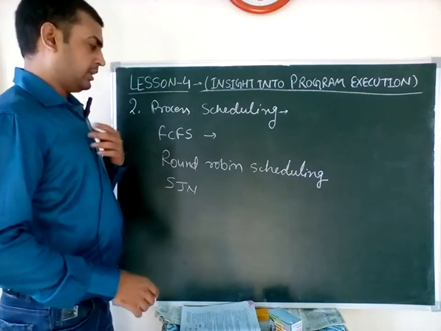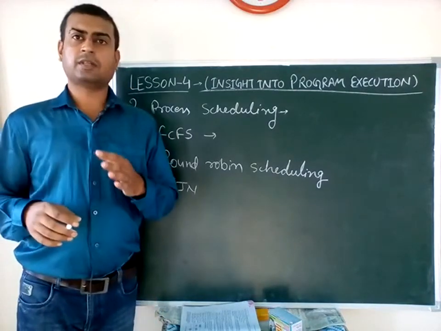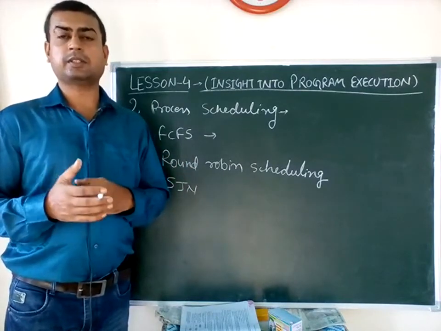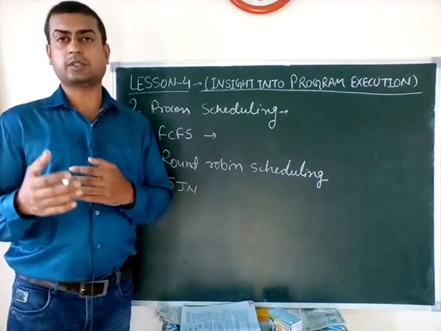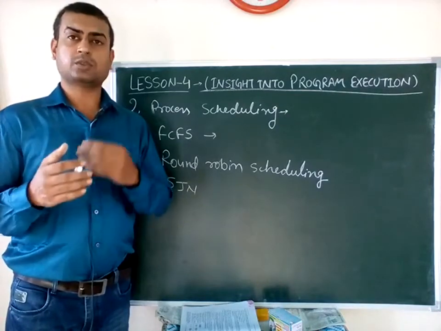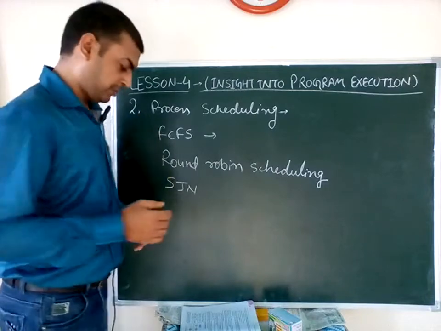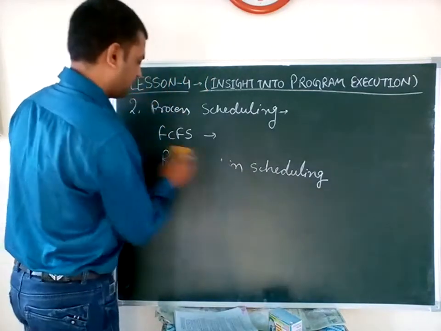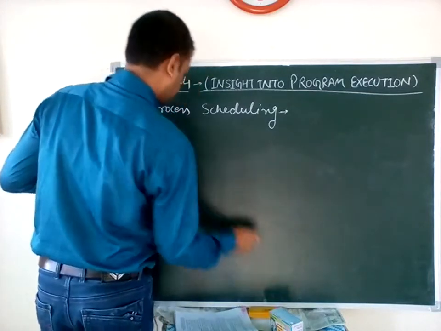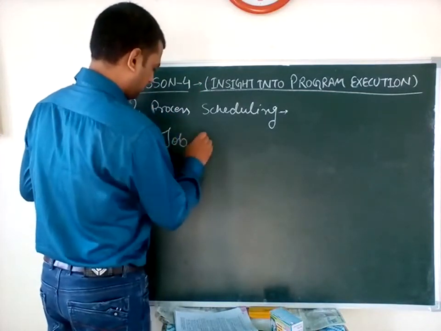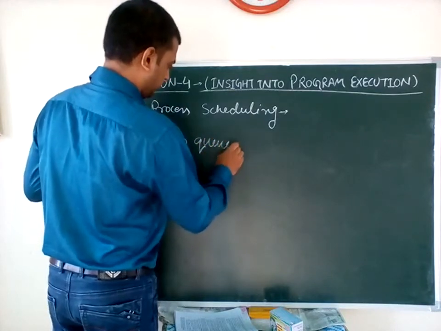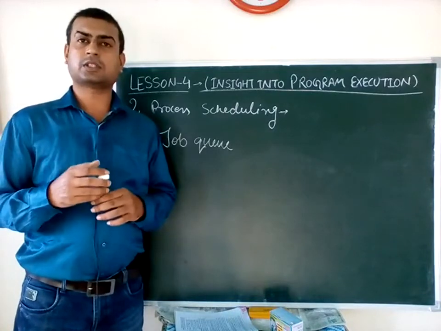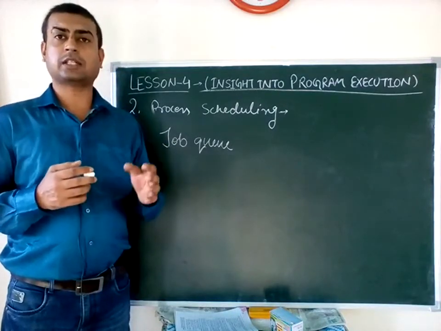Now next, in this process scheduling, the processor will try to keep everything in a line, deciding which process will come after which process. This has to be done to reduce the idle time of the CPU. One more point is the job queue. What is the job queue? This is the line in which all the processes are kept with their process ID.